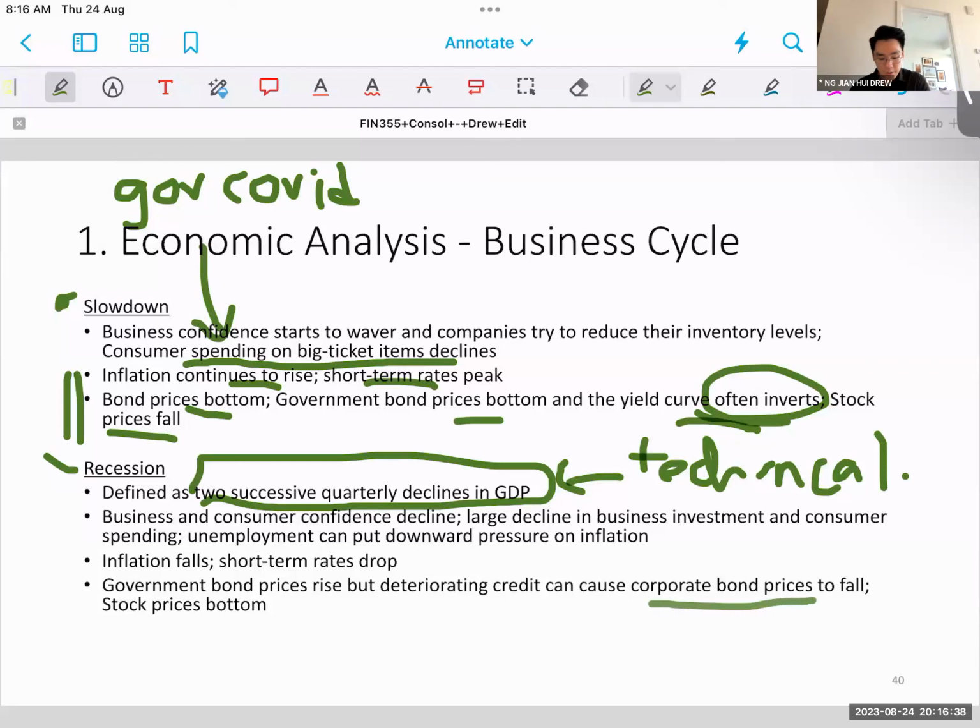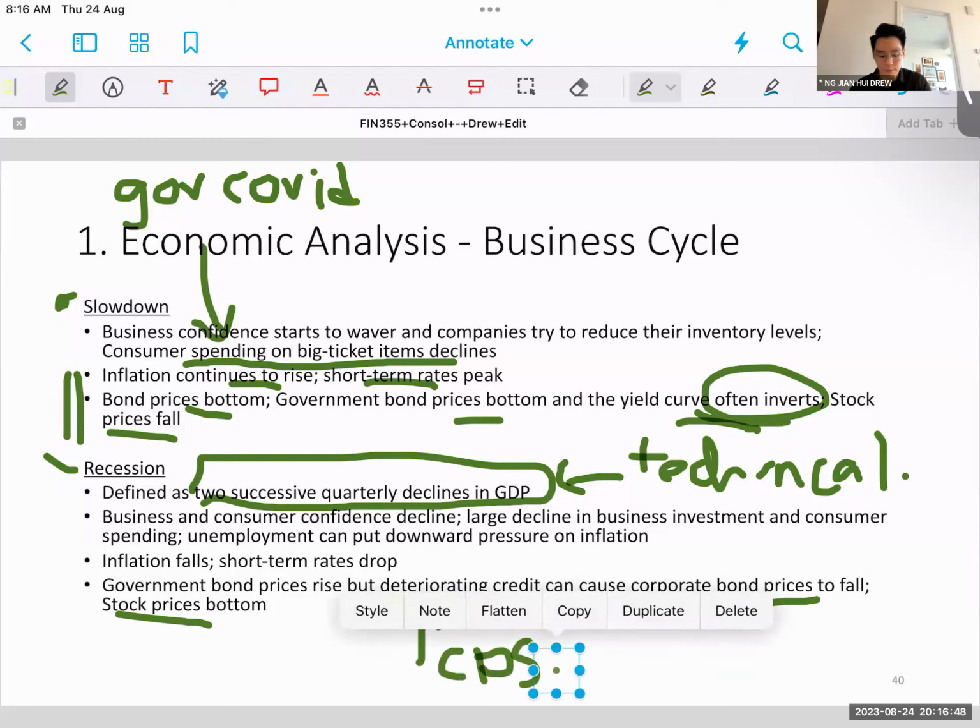All right. Corporate bonds, deterioration in credits. So does anyone know what CDS, credit default swap, is? Has anyone heard of it? Credit default swap. Yes. Okay, that's good. So some yes, 1 or 2 no.